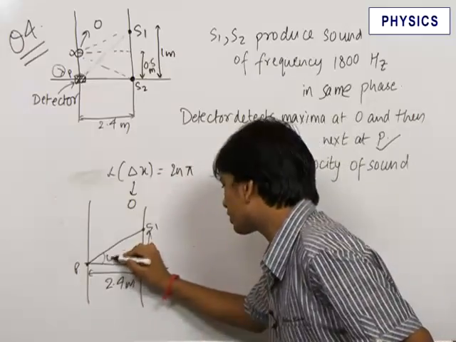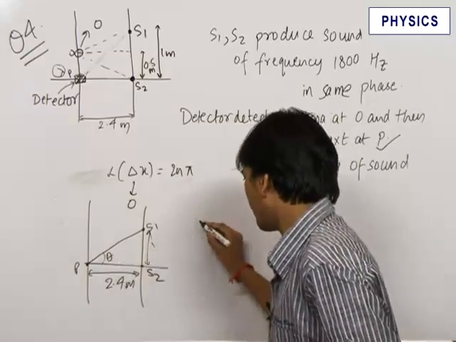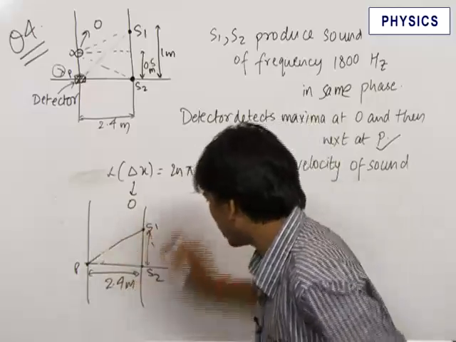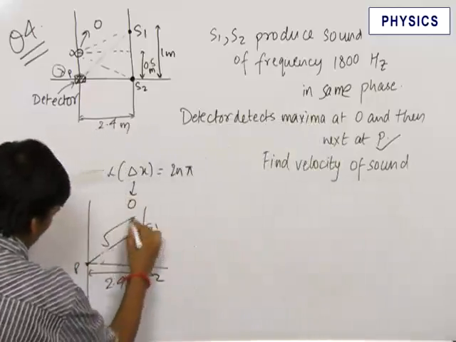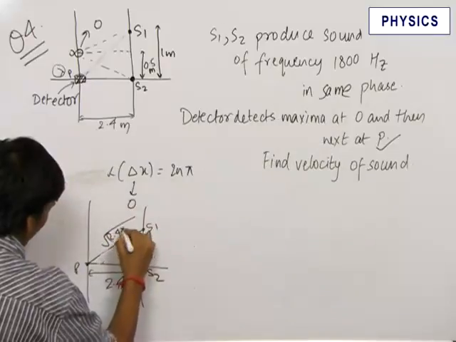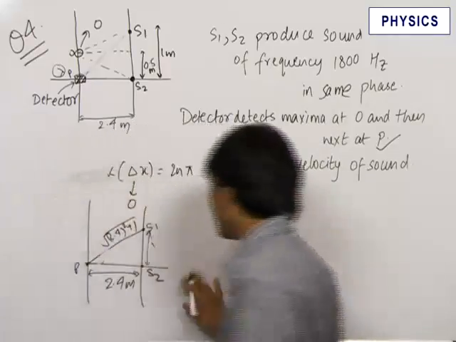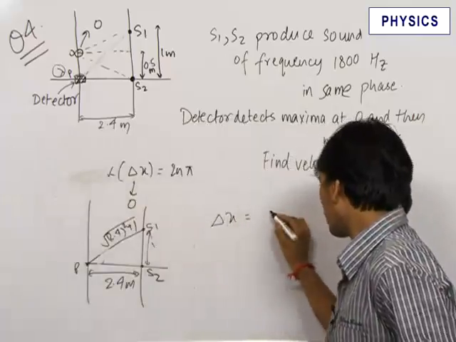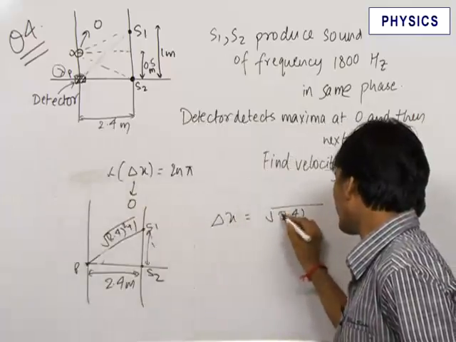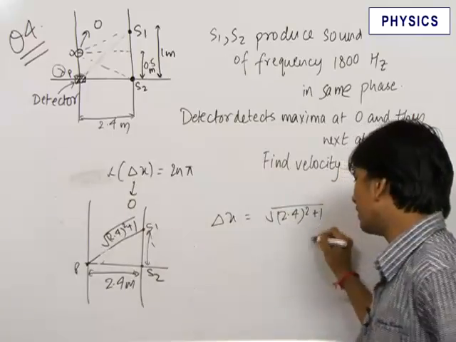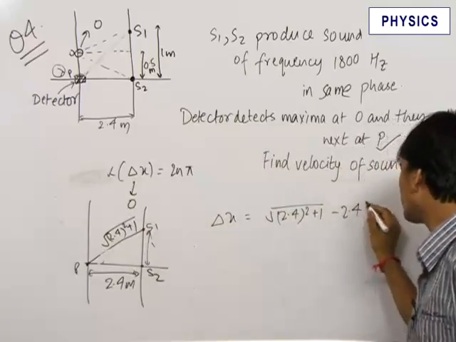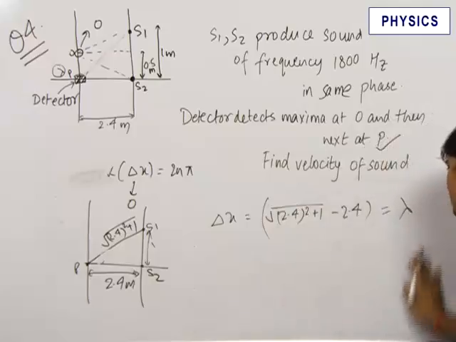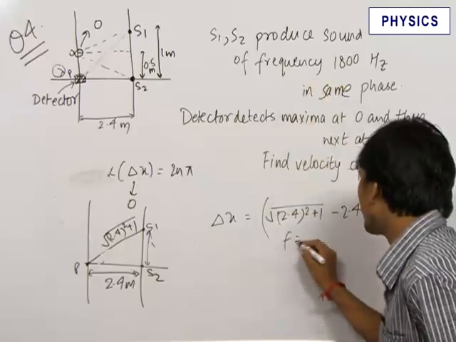Let this be theta. Therefore, we clearly see that we do not need theta over here. This is equal to root over 2.4 whole square plus 1. Therefore, the path difference at point P is equal to root over 2.4 whole square plus 1 minus 2.4. Now, we know that this path difference is equal to lambda. Now, the frequency of the source is given to be equal to 1800 Hz.